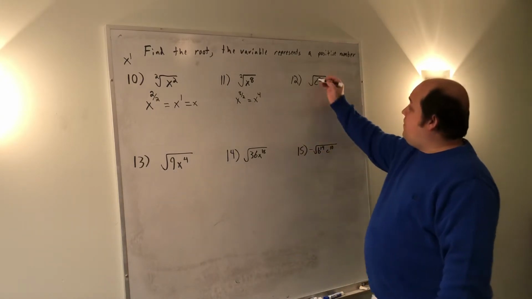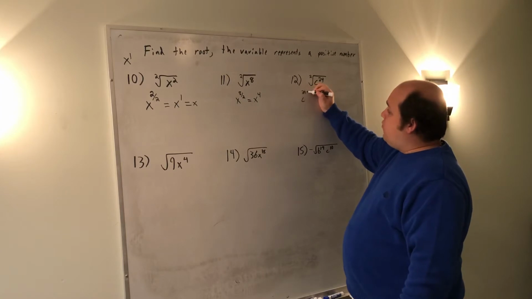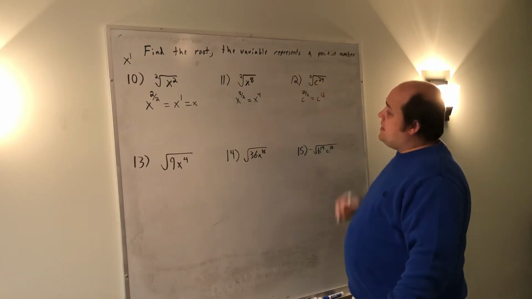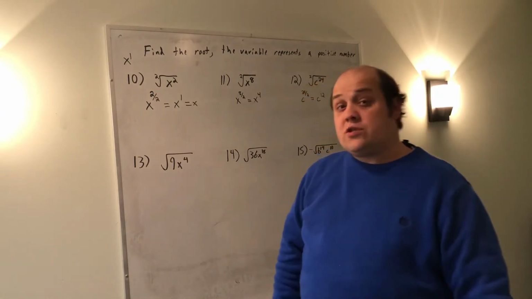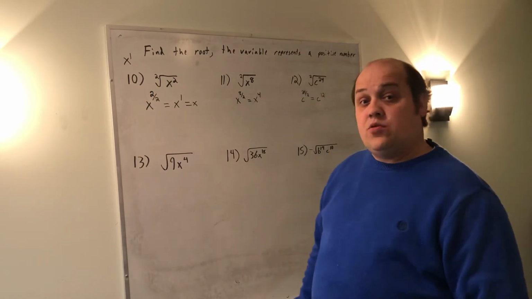For number 12, here I'm going to take c to the power 24 divided by 2 for the root number, and it leaves me with c to the 12th. So if all I have to worry about is variables under a square root, I take the current power of the variable, I divide it by 2.